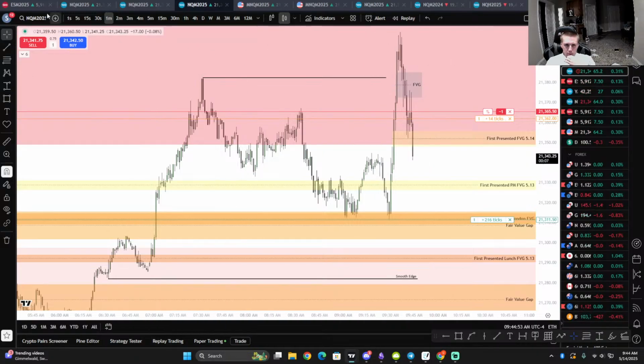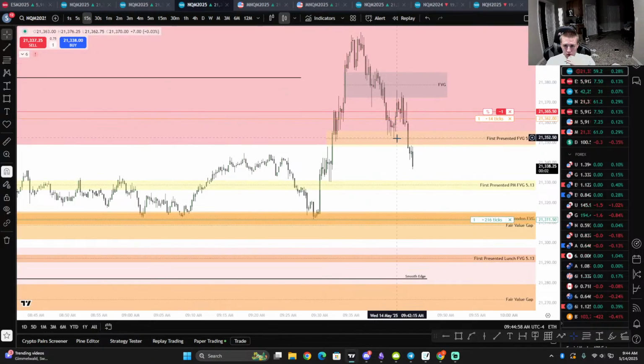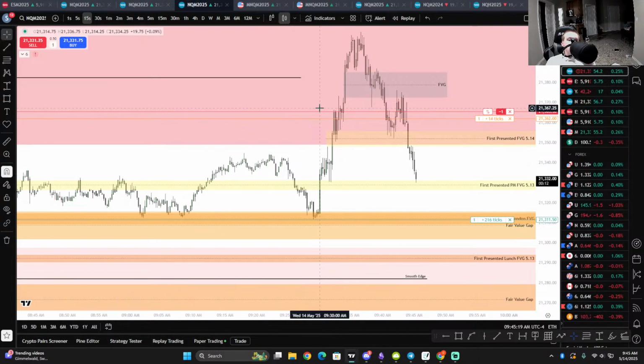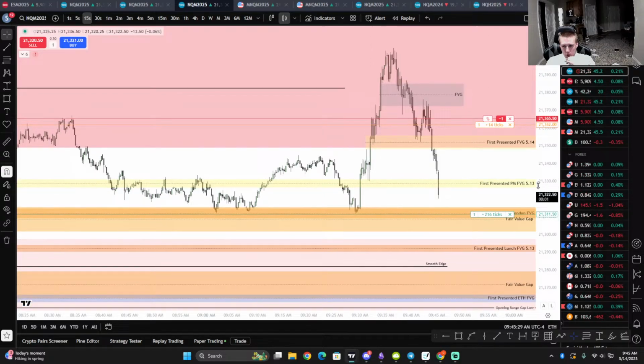Okay, a new 1 minute candle is about to open up here. I just want to see it stay heavy. I don't really want to see us trade back up into first presented fair value gap. That's nice. Minor sell side right there. That could be some sort of partial.